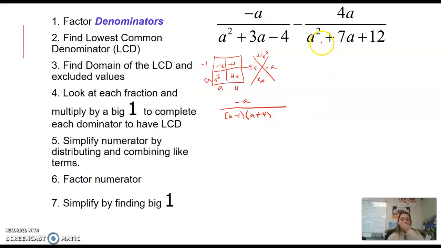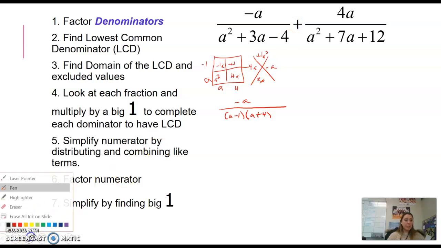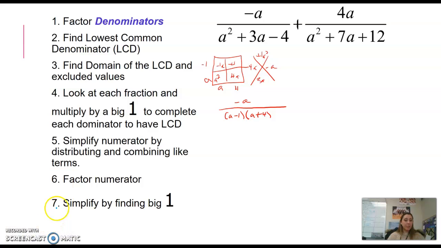Then I have to do the same thing here, and this actually, let me fix that. This should say plus. So now I'm going to continue with the other one, and I'm going to do it in a different color so you can see it. So I'm going to factor that.